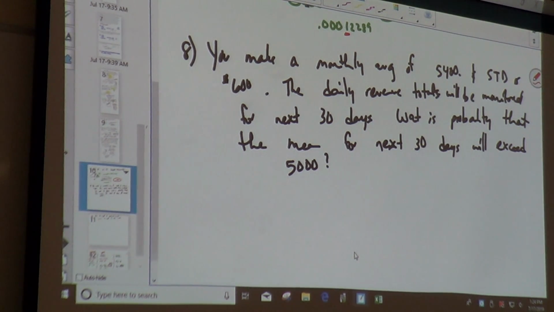Raise your hand if you think it's the first one. Raise your hand if you think it's the second one. It is the second one. That 30 days, that's going to be your sample. That's your sample size of 30 days.